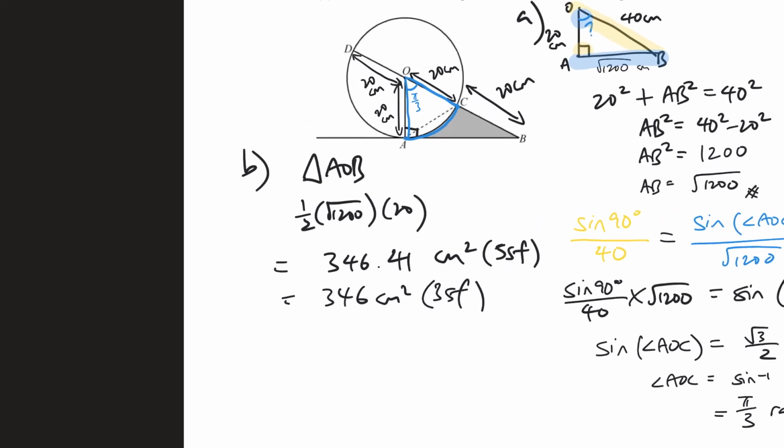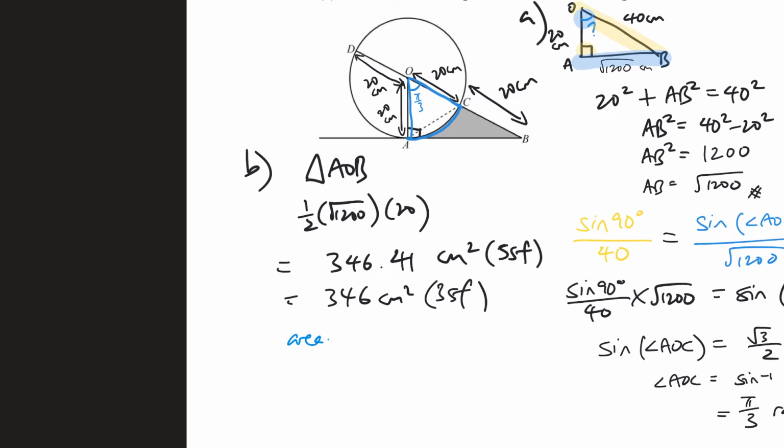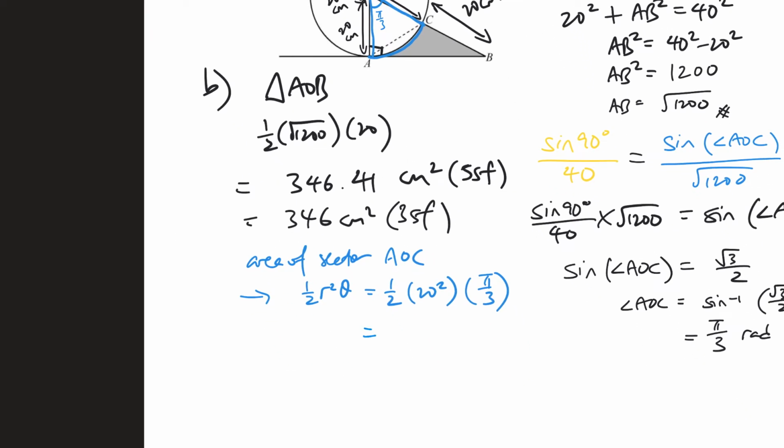I can say that the area of the sector AOC is simply given by half r squared theta, which is half, my r is 20, so 20 squared, theta is pi over 3. Key that in, and I'll get 209.4 for 5SF and 209 for 3SF. There we go.